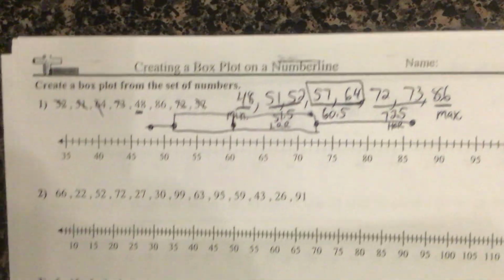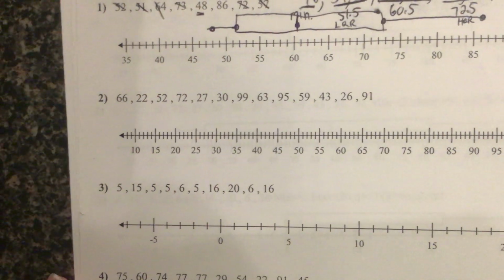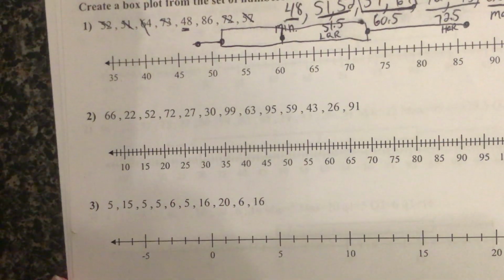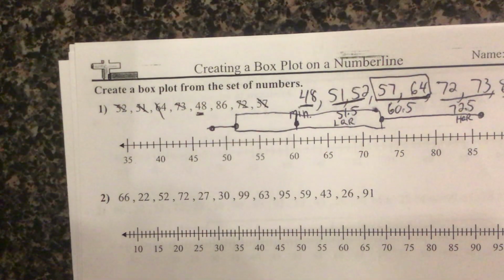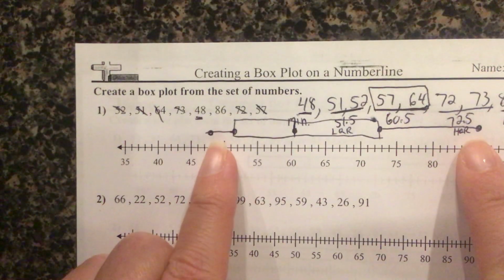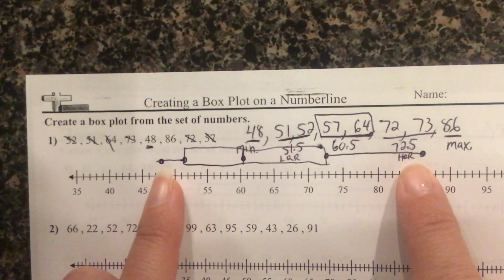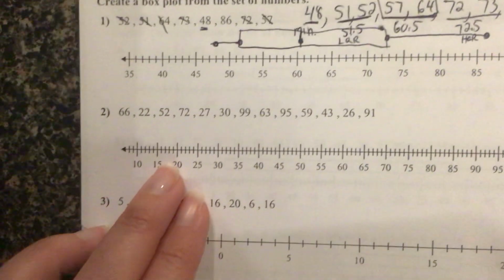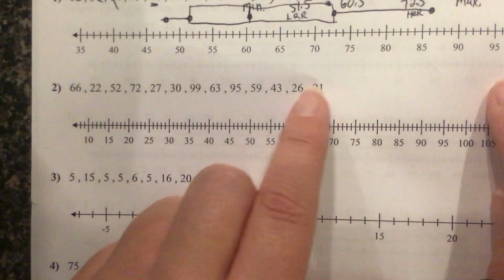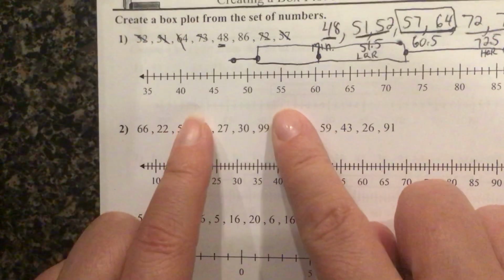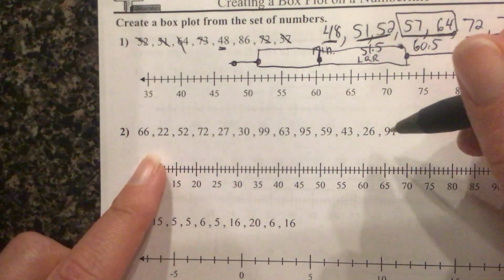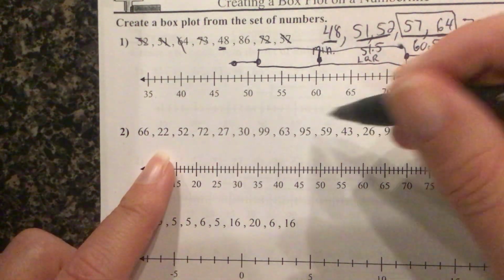Okay, let's do number 2. So remember, we're dealing with a lot of numbers. This time, I noticed my numbers kind of ran into the box plot. So down here, whenever we do our numbers, I'm going to make sure I do them a little bit above, okay? All right, so let's start ordering them.